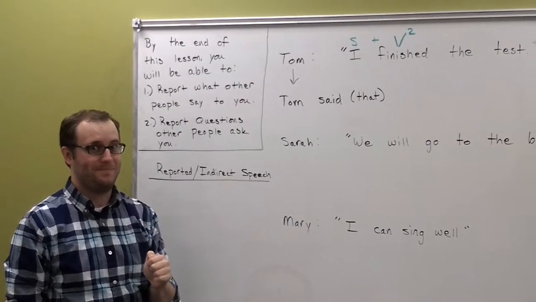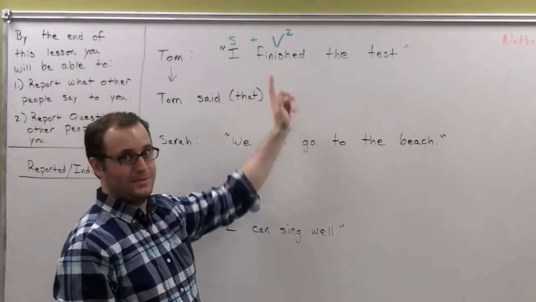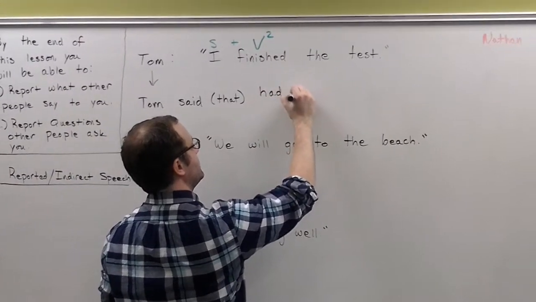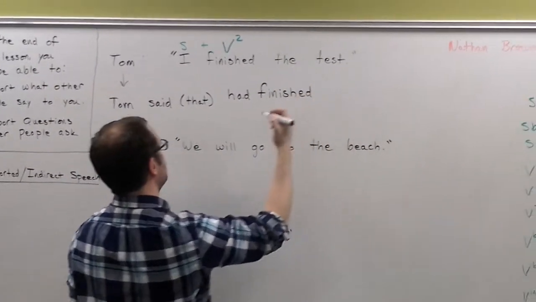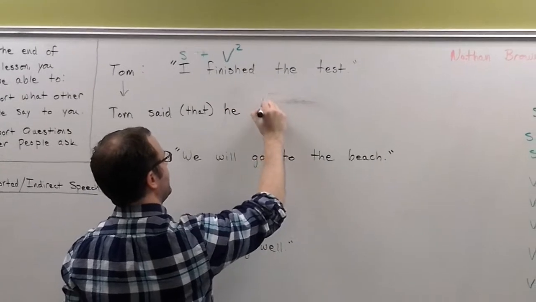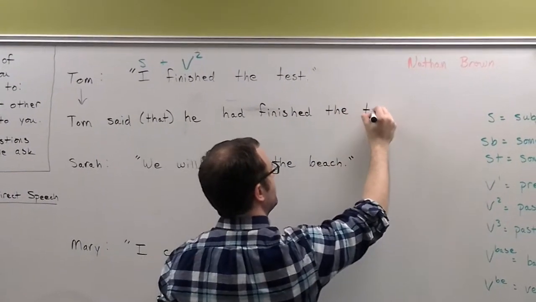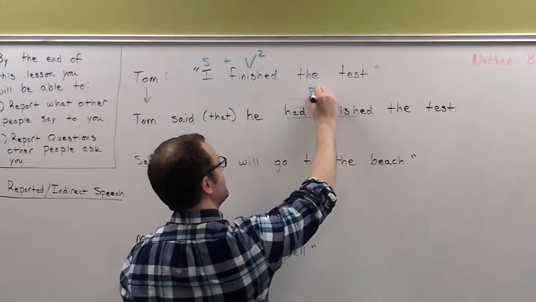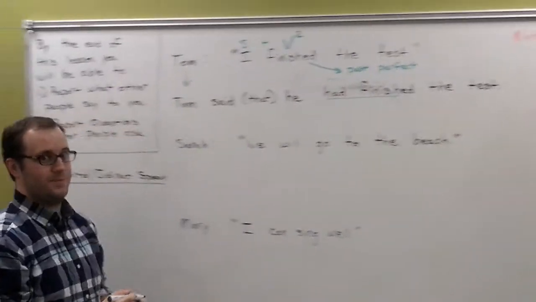Right, think about it for a second. If you said past perfect, you're correct. Okay? The past of past simple is past perfect. How do we make past perfect again? We say had, and then the past participle of finished. So it's the same thing. Oops, we got a mistake here though. Tom said that he had finished the test. Okay? So now we have past perfect. Because past simple in reported speech becomes past perfect.